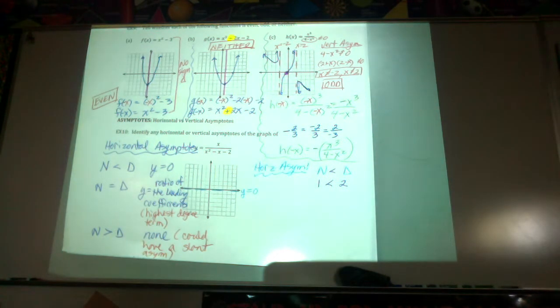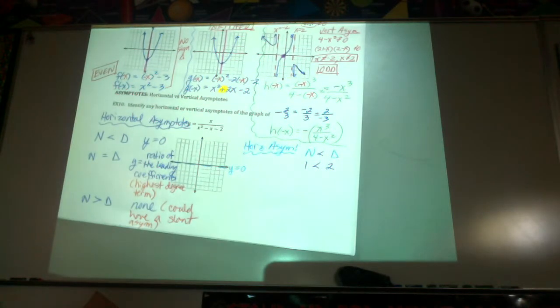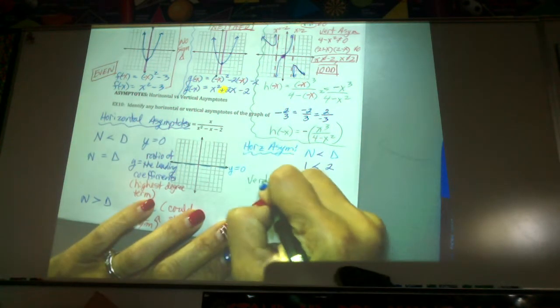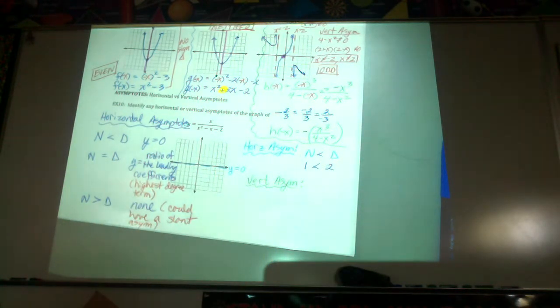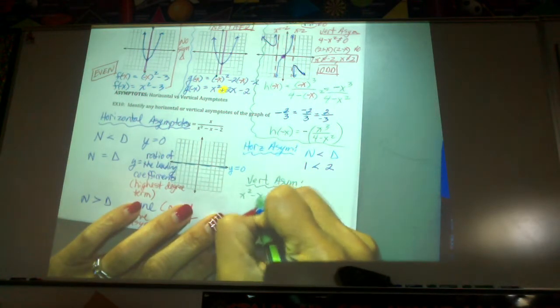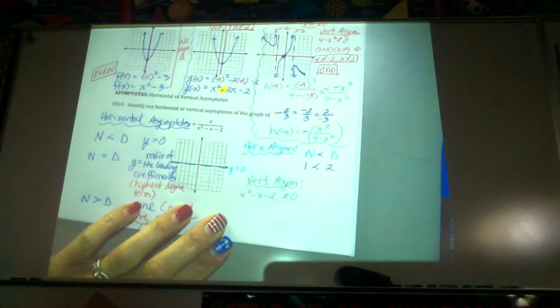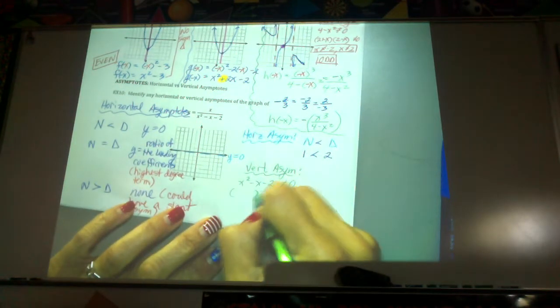Here we go. Let's finish graphing this one. So we have to identify any horizontal or vertical asymptote. So we did the horizontal. Let's look at our vertical. What restricts our domain? That's our vertical asymptote. So how do we restrict it? What's the issue here? We have a denominator, so that denominator cannot equal 0. So x squared minus x minus 2 cannot equal 0. We can factor this.